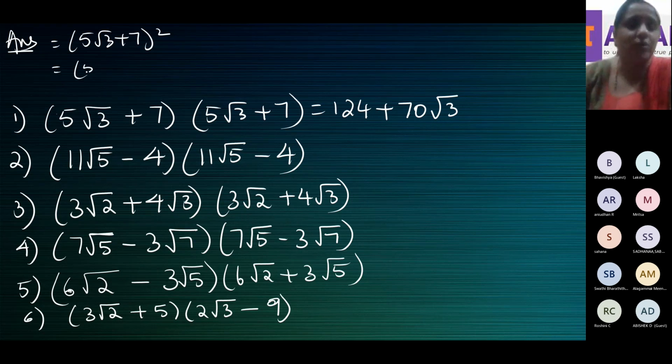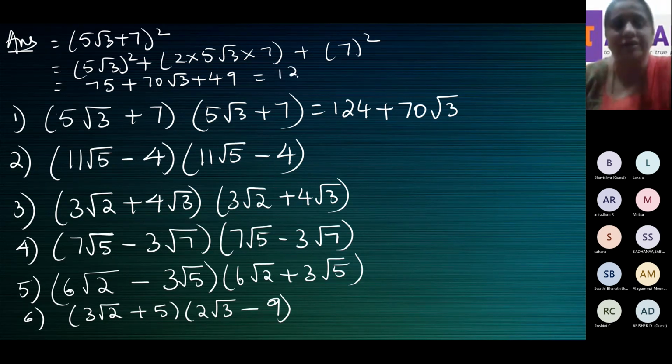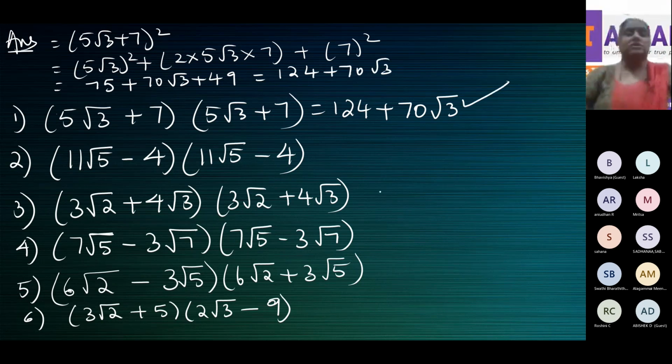So it is a square, that is 5 root 3 the whole square, plus 2 into a into b, 2 into 5 root 3 into 7, plus 7 the whole square. So 5 root 3 into 5 root 3 is 25 into 3, 75. Plus 2 5s are 10, 10 7s are 70, so 70 root 3. Plus 7 square is 49. When you add 75 and 49, you will get 124 plus 70 root 3. Correct. Bhavishya, you're right.